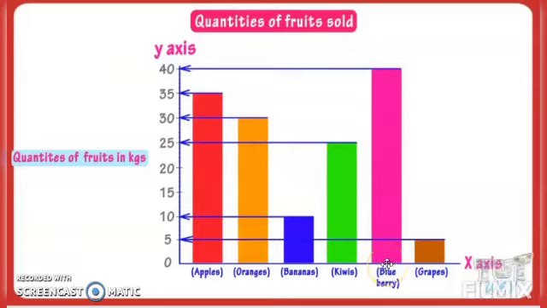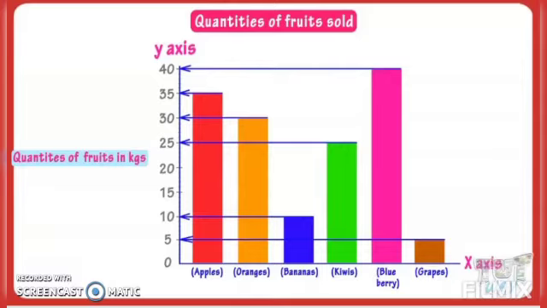Next fruit is blueberry. And how much of blueberry? So again we will draw a straight line to check the number on the y-axis, and it is 40 kgs of blueberry. Last one is grapes. So how much grapes? Let us again draw a straight line to check the number on the y-axis. It is coming out to be 5 kg grapes. I hope you have understood how to read the basic data given on the bar graph.